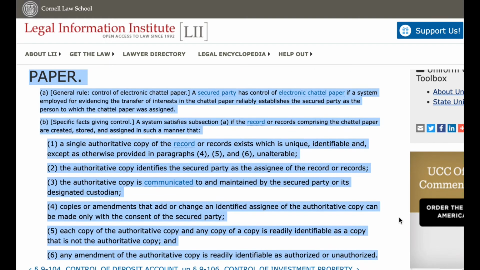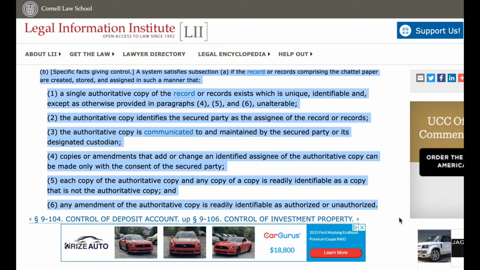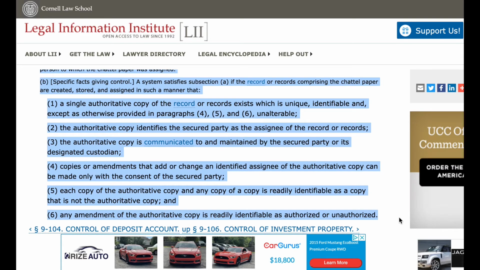A system satisfies subsection A if the record or records comprising the chattel paper are created, stored, and assigned in such a manner that 1. A single authoritative copy of the record or records exists which is unique, identifiable and, except as otherwise provided in paragraphs 4, 5, and 6, unalterable. 2. The authoritative copy identifies the secured party as the assignee of the record or records. 3. The authoritative copy is communicated to and maintained by the secured party or its designated custodian.